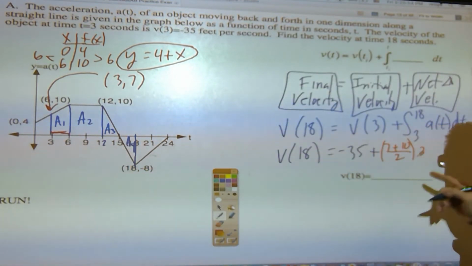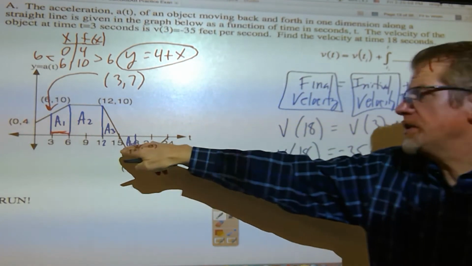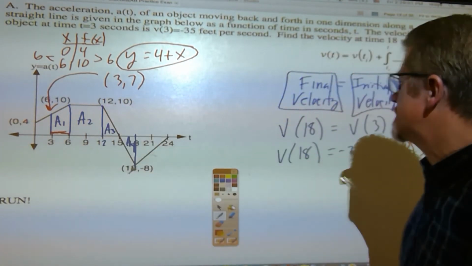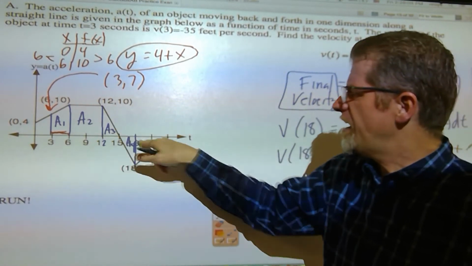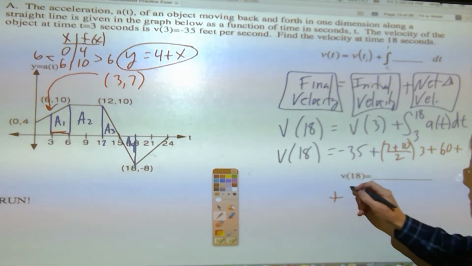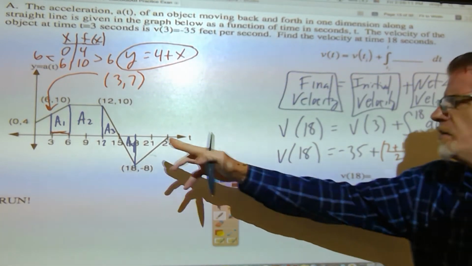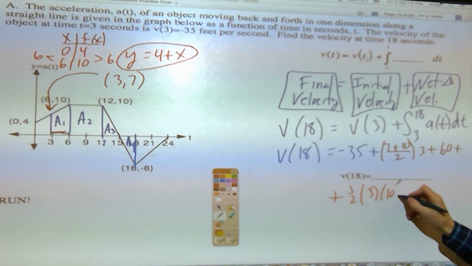Horizontally, the height is 3. So that's the area of the trapezoid, plus area 1. Area 2 is a 6 by 10, so we'll call that 60. Area 3 is 1/2 base times height. I'm going to continue on here, wrap around to the next line. 1/2 times 15 minus 12 is a base of 3, times the height is 10.